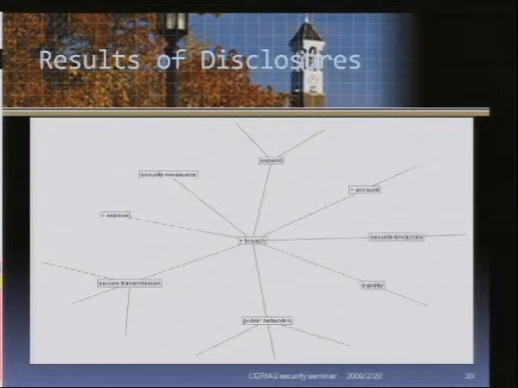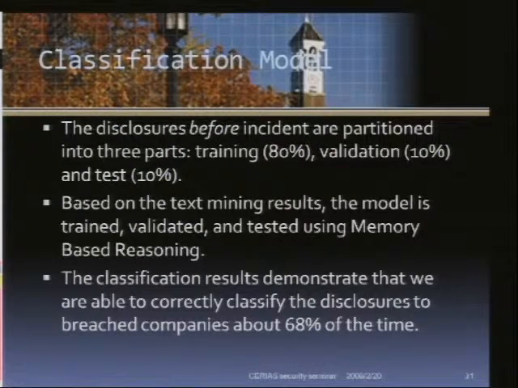On the other hand, we do the same thing for the control group. We found that the control group are still making general statements and more diversified risk factors. So the next part is, if we try to classify the disclosures into breach company and non-breach company, we can have an idea of what the differences between these two are, right?